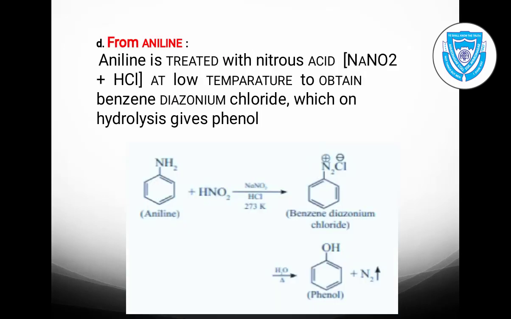The next one is from aniline. We all know the structural formula for aniline, right? So aniline, when it is treated with nitrous acid.